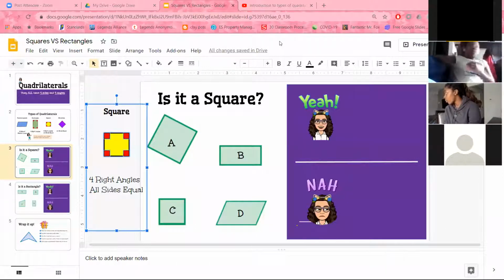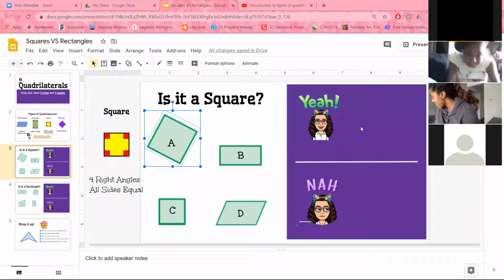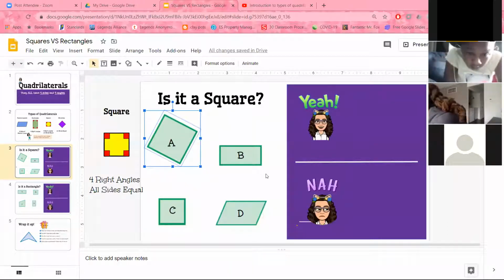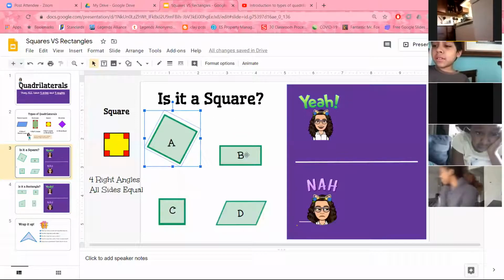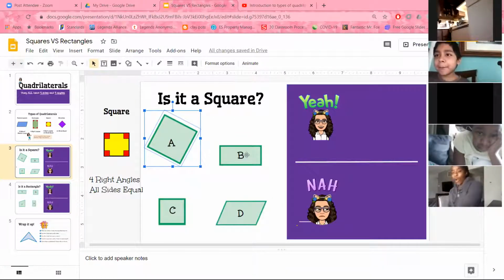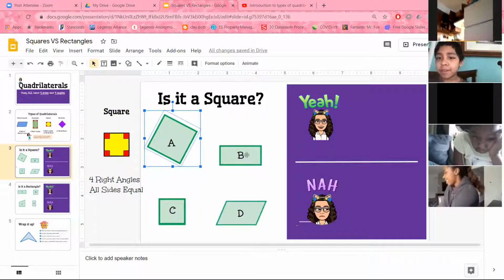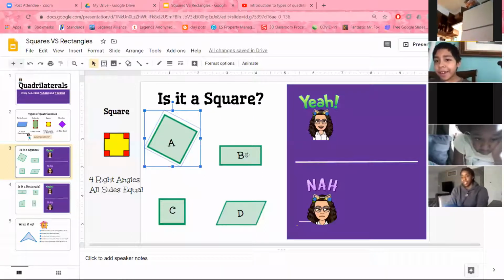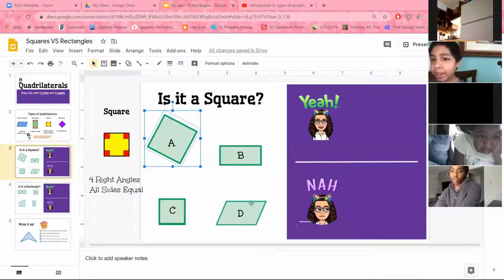All right. Logan, is it a square? Yes or no? So if it's a square, just write the letter. So if you think shape A is a square, you're gonna just write the letter under yes. If you think no, then you're gonna put it under no. So let's start with Felix. So Felix, shape A. Do you think shape A is a square? I don't think shape A is a square. Why not? Because it has no right angles.